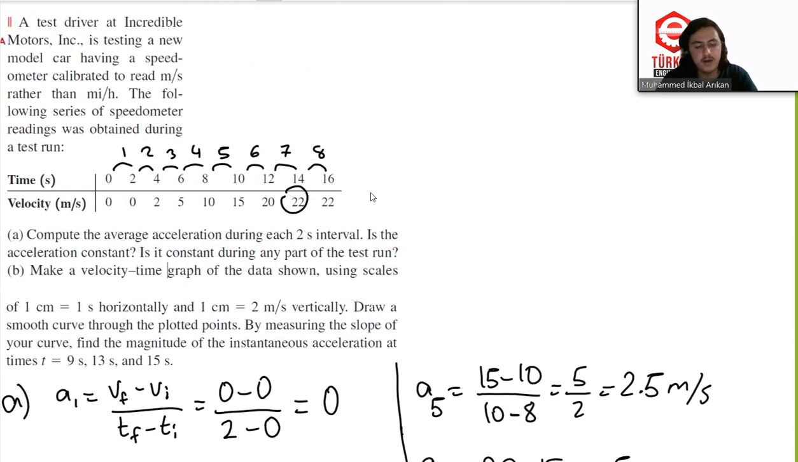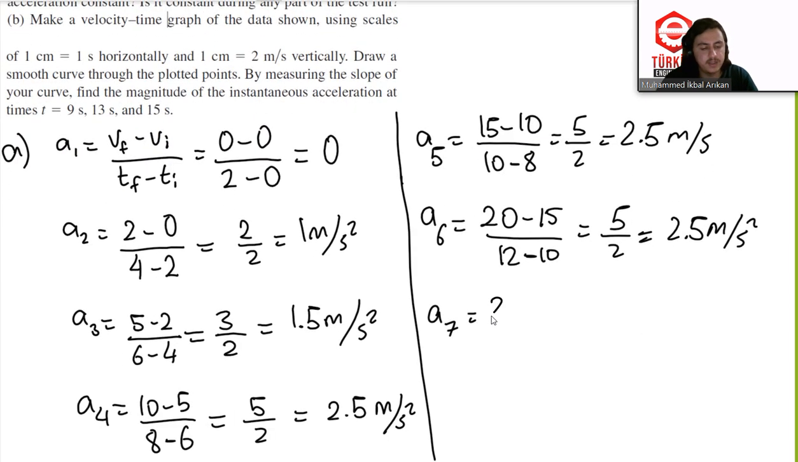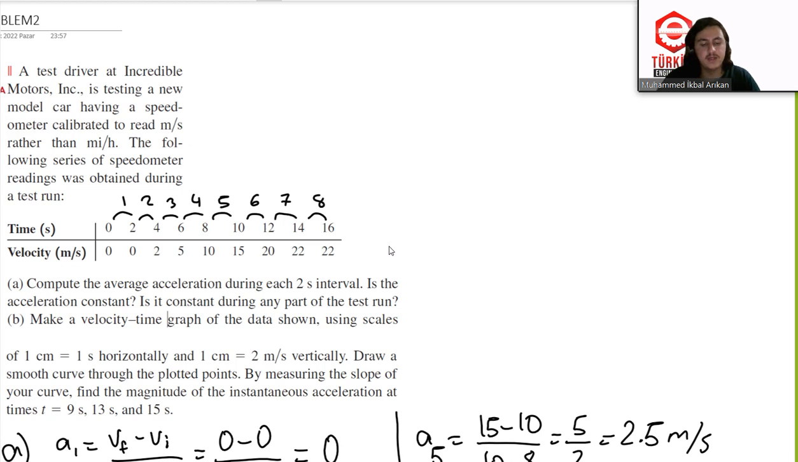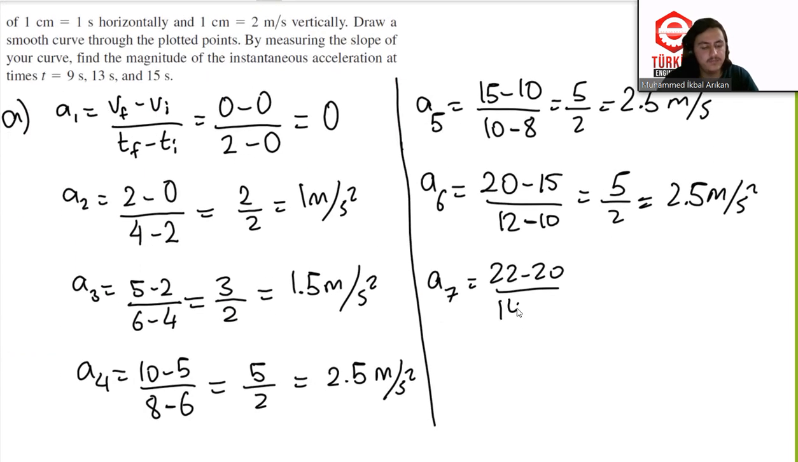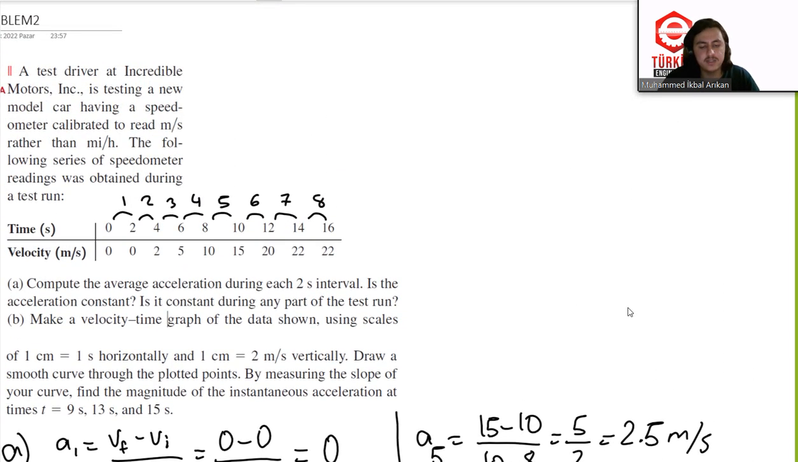So here I have 22 minus 20, divided by just these 2 points, 14 minus 12. Okay, so I will get 2 divided by 2, which is 1 meter per second squared. So it is easy, just taking the velocities.